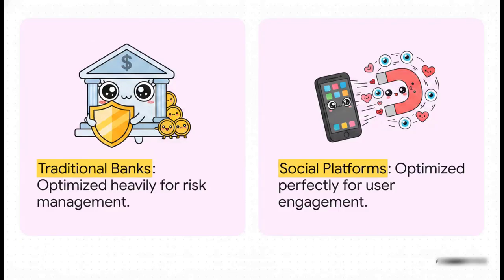So the crucial point here is that every single system optimizes for something based purely on its incentives. Think about a traditional bank. A bank optimizes for risk management. Honestly, if they don't, they fail. A retail store optimizes for sales. A social platform, on the exact other hand, optimizes for user engagement. The outcomes we're seeing in society today simply reflect those core incentives. Understanding what a system is economically incentivized to do is absolutely the best way to explain its behavior.